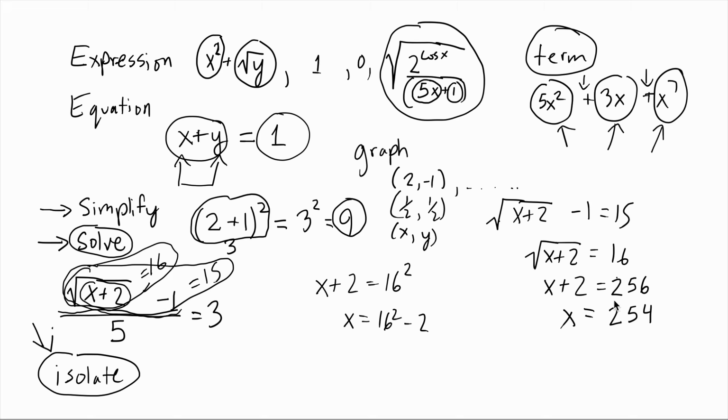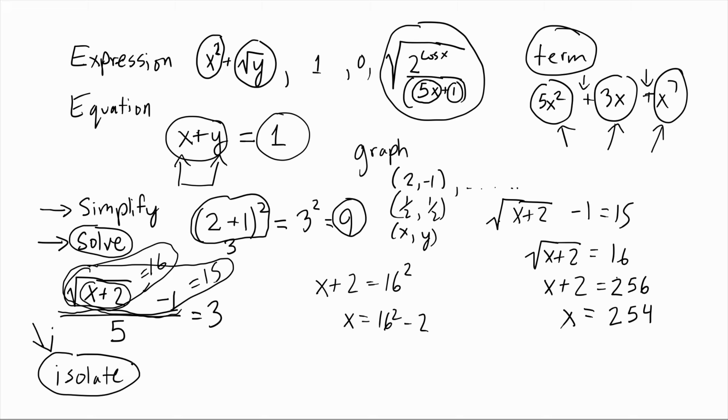Okay, so x is equal to 254. So that's our example of isolating.